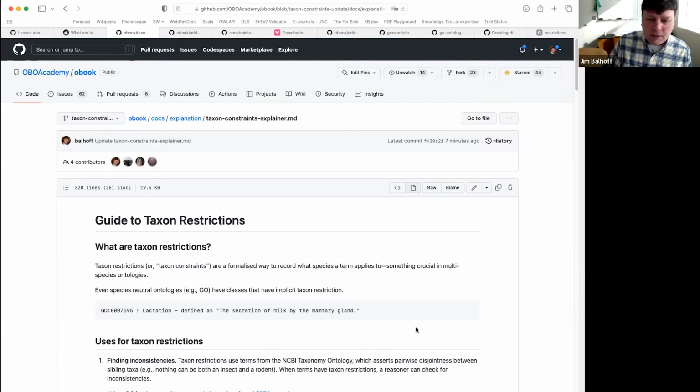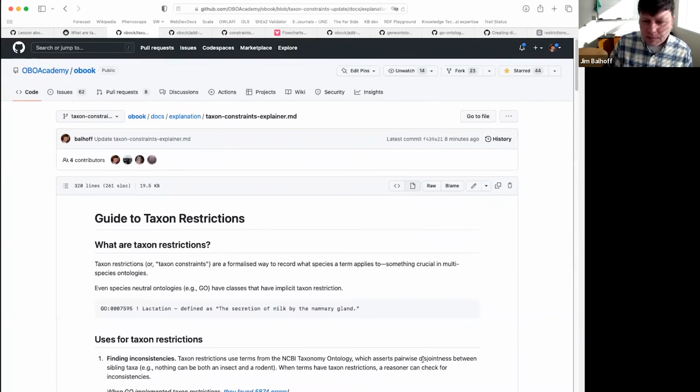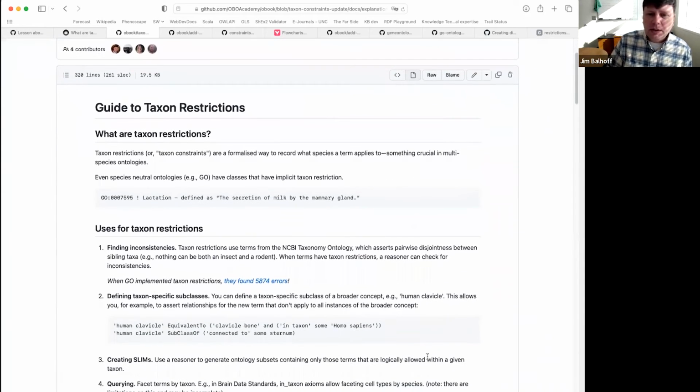Feel free to ask any questions while I'm going through it. And also this is sort of a draft, so if some things can be moved around, or if I forgot to talk about something in here, then I'll try to add it soon after this meeting. So yeah, this is the guide to taxon restrictions.